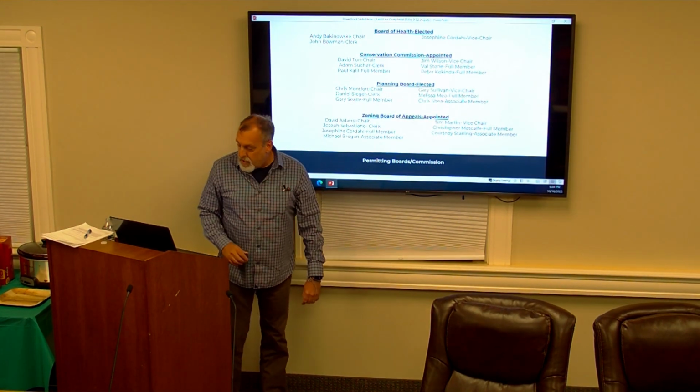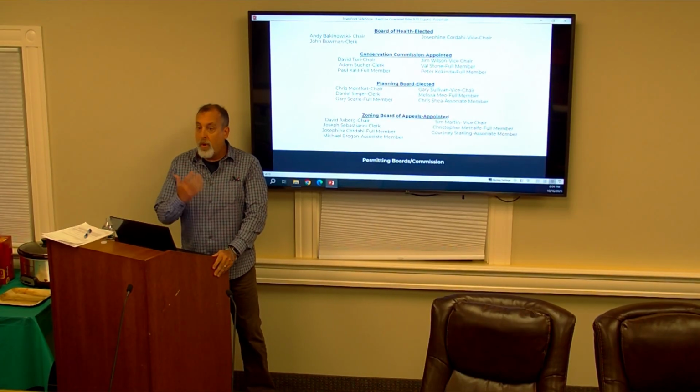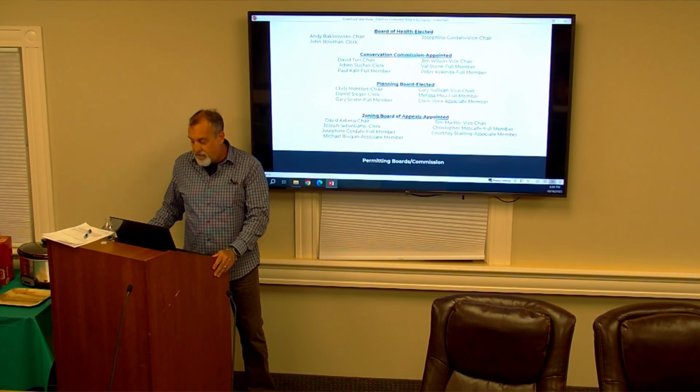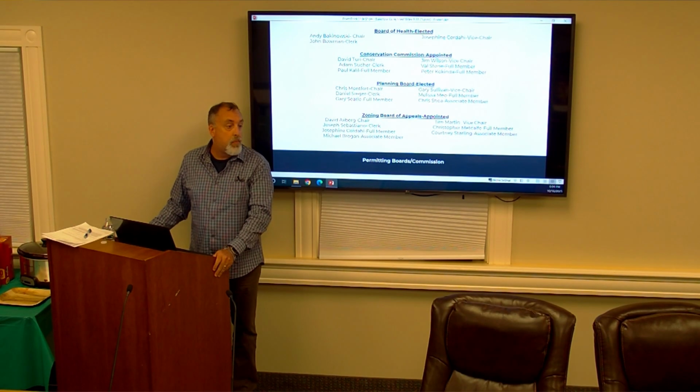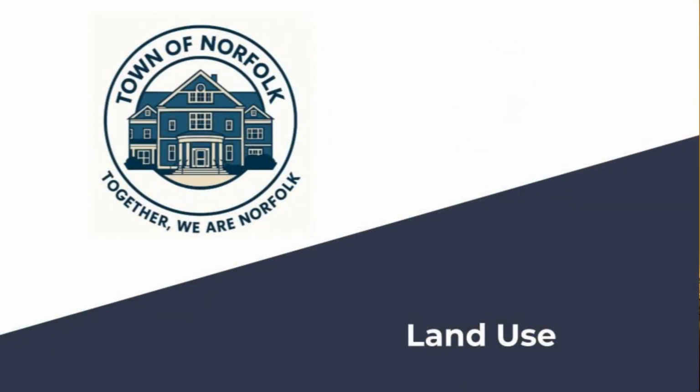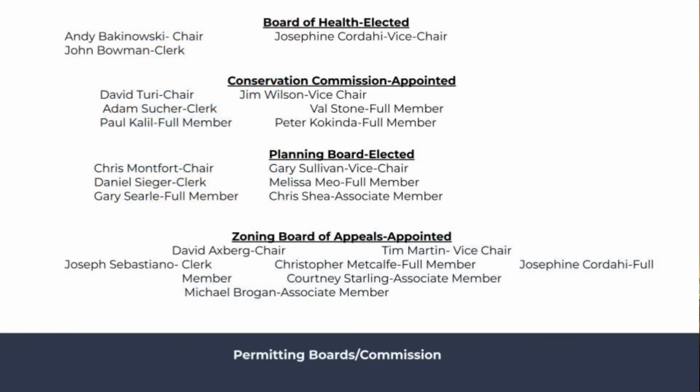if you look at the screen, the Board of Health, and obviously I'm not going to read from it, but you can see they're elected Board of Health members, there's 3 of them. Conservation Commission, they're appointed by the Select Board. The Planning Board is elected, and then the Zoning Board of Appeals is appointed by the Select Board.